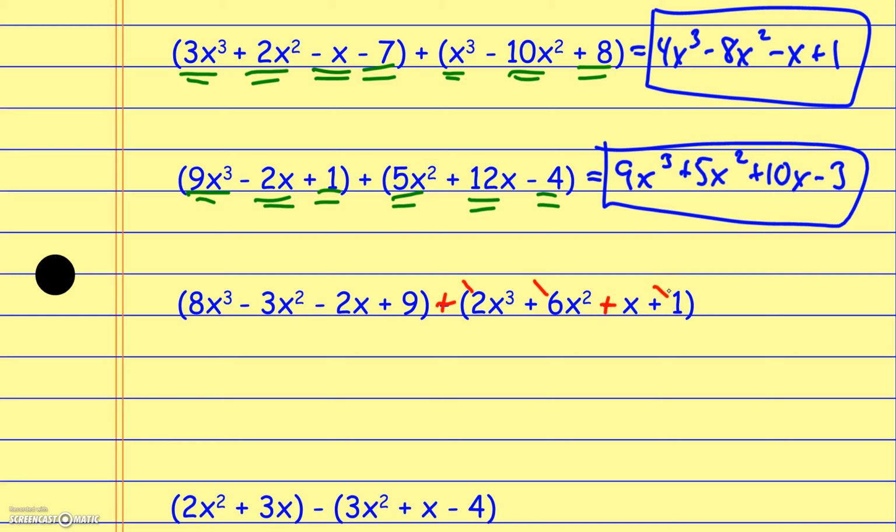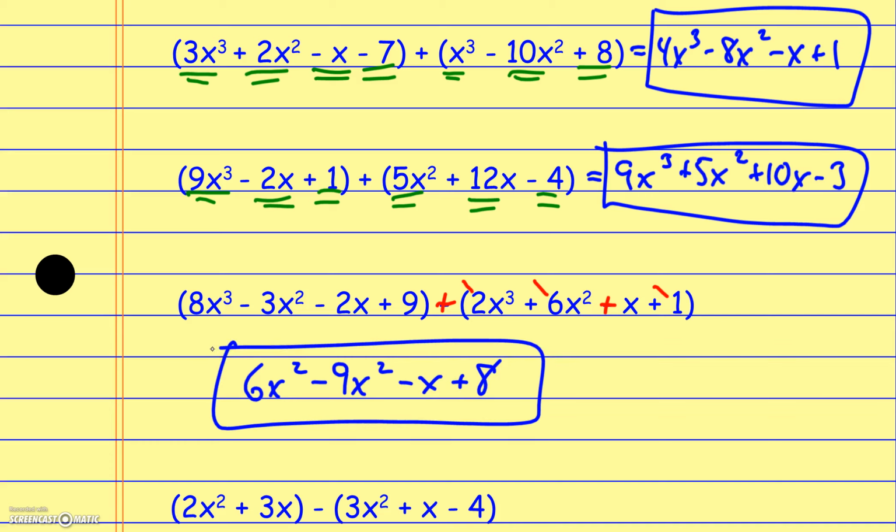All right. Now I've changed it to adding the opposite. Now it's just a matter of combining like terms. The 8x cubed and the negative 2x cubed combine to give me a 6x cubed. The negative 3x squared and the negative 6x squared give me a negative 9x squared. And again, that's one where we tend to make mistakes if we don't change this to adding the opposite. The negative 2x and the plus 1x is a negative x, and the plus 9 and the minus 1 gives me a plus 8. And that's it.